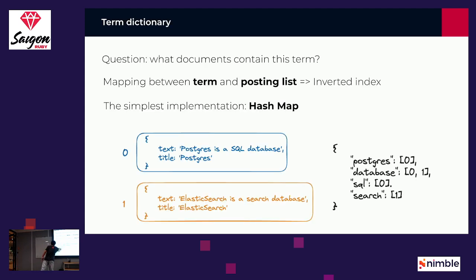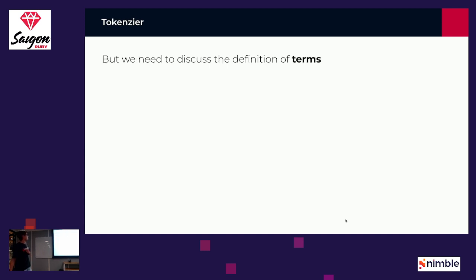Well, if you look at these two documents, say you have document 0 and 1. This is basically how it will look. For example, for Postgres, you have a posting list of 0 because it's only present in this one. And database is going to be 0 and 1 because it's present in both of the documents. And the rest is self-explanatory. Okay? So to answer Mark's question, we need to discuss the definition of terms first.